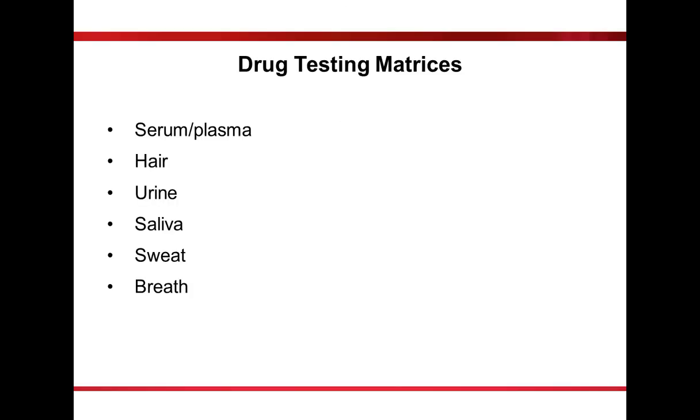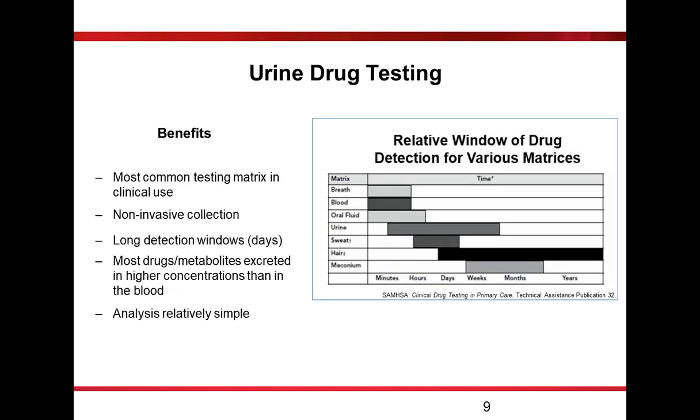So we can do these testings in a number of different matrices. So serum and plasma, hair, urine, saliva, sweat, and breath. But the most commonly used matrix in clinical testing is urine, and there's several reasons for that. So urine collection is non-invasive, meaning that you don't require a phlebotomist to do it. The patient can collect it themselves. Typically, there's more than enough volume to do the testing that you need to. There are long detection windows relative to some of the other matrices.